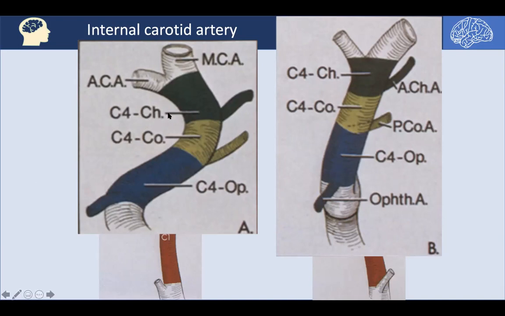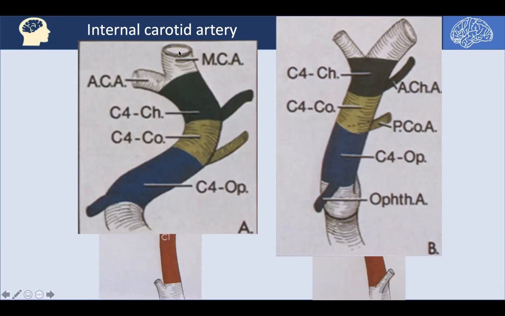And then we have the third segment, the more distal one, the choroidal segment. Here in the green, it gives rise to the anterior choroidal artery, which will run to supply the choroid plexus in the ventricles to produce the CSF.